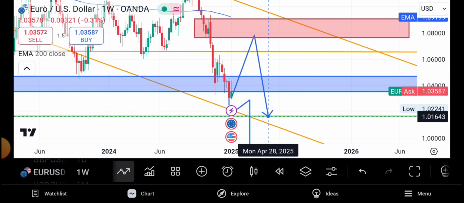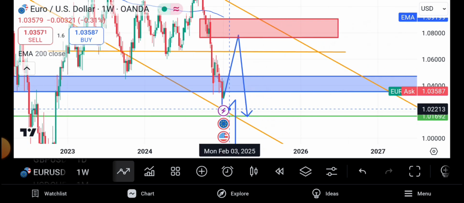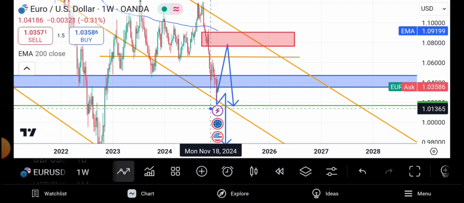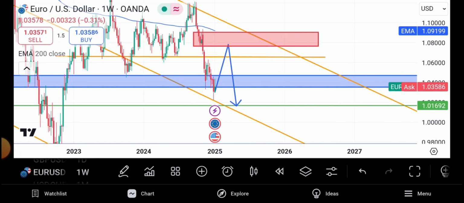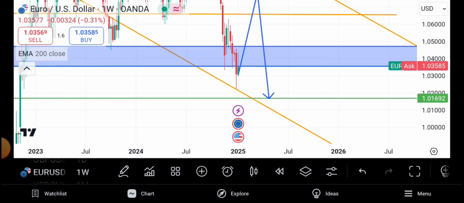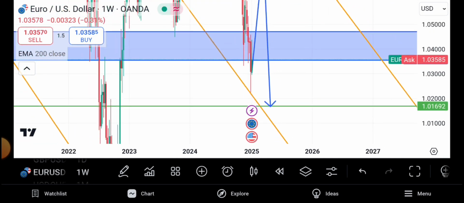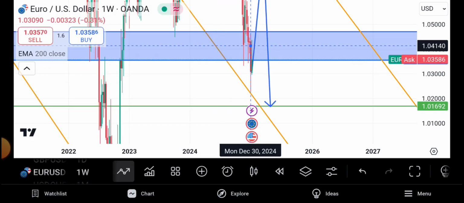Or another thing is, we shall wait for this zone to be broken. The price action has already broken this zone. Now you can see clearly the price action has broken this zone. Can you see the last week candle? It broke this zone up to here. Now the current week candle, you can see that it is a retracement.